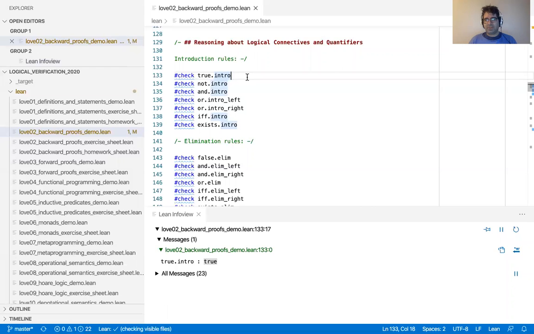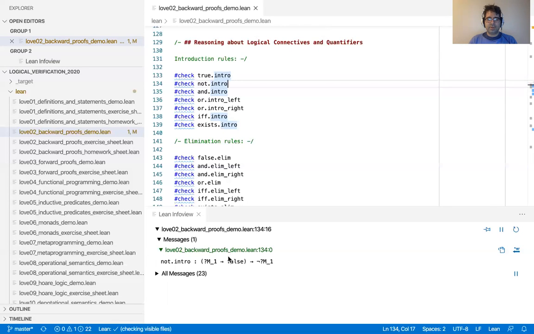I should say this thing about introduction and elimination rules comes from natural deduction. This is something you probably have seen in some previous course. For example, at the FU, I guess logic and modeling would have had them, and maybe even the course before, logic and sets, but at least logic and modeling must have had those rules. So true is very easy. You can always introduce true. If you want true, you have it, and it's called true.intro.